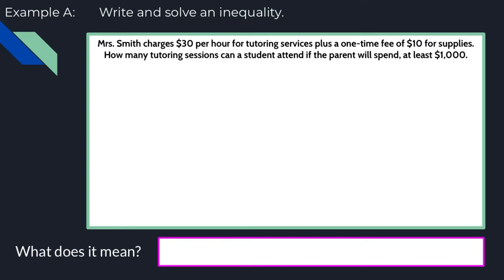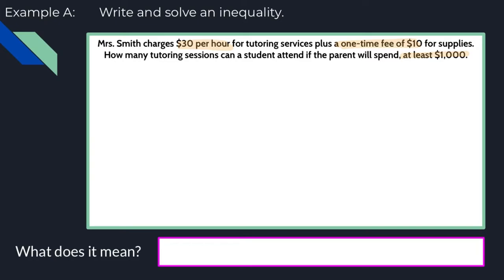The first thing we're going to do is go through and highlight our important mathematical information. Charging $30 per hour is an important piece of information. A one-time fee of $10 is important information. And at least $1,000 is important information. This is important because it tells us where to find our variable, where to find our constant, and where to find our most important inequality symbol.